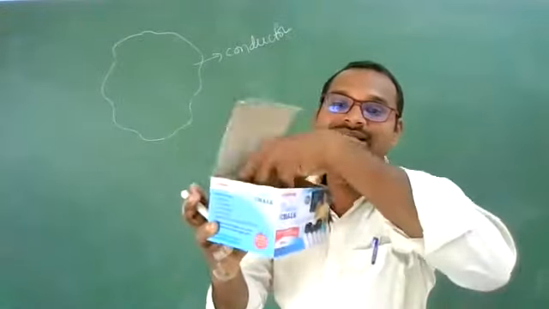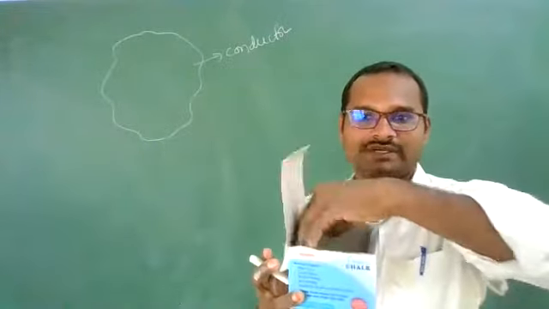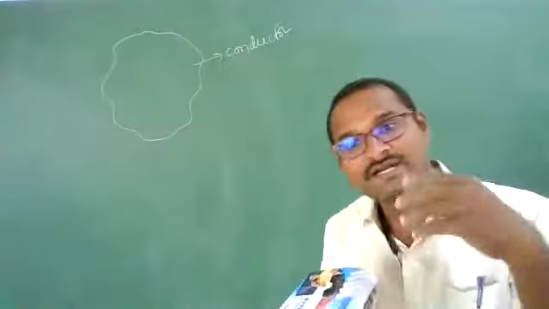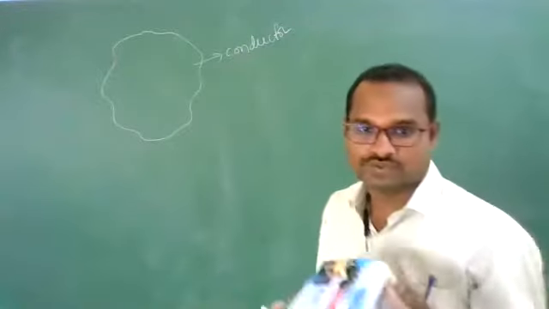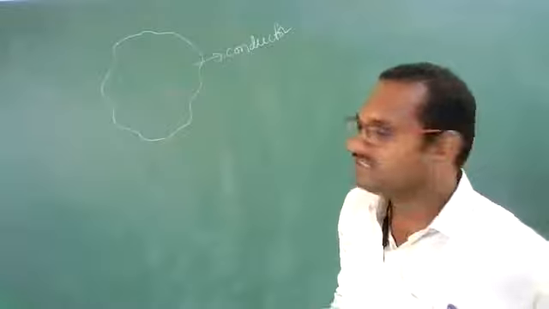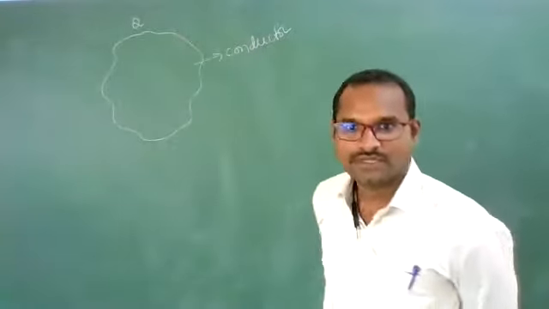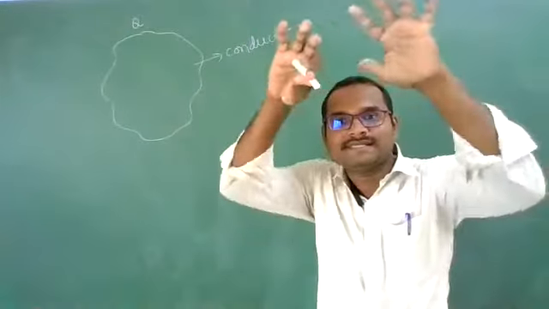Imagine it is a solid volume. Inside, there will be no charge if it is a conductor. If it is a non-conductor, then charge will be there inside also. Clear? Suppose that for this, the charge Q is given. Now, where will this charge Q stay on that conductor? Only on that surface.